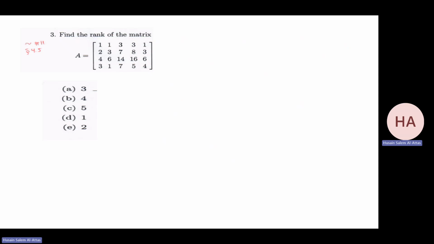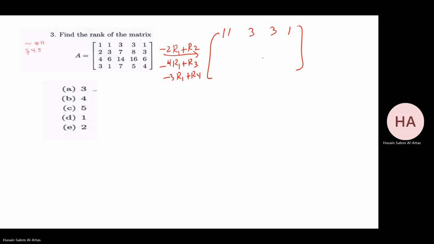Yeah, good one. Find the rank of this matrix. Yeah, we have not done this before. So I have minus 2R1 plus R2, which is question 11 in the book, minus 4R1 plus R3, minus 3R1 plus R4. Yeah, 1, 1, 3, 3, 1. Minus 2, that will be 0. Minus 2 plus 3, that is 1. That is 1. That is 2. Minus 2, that will be 1.